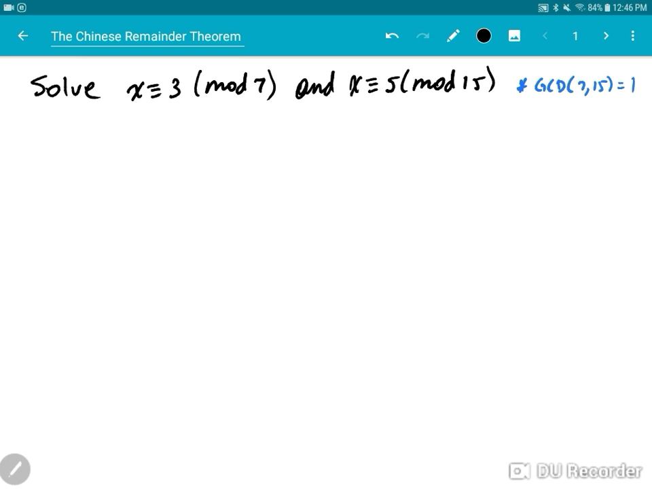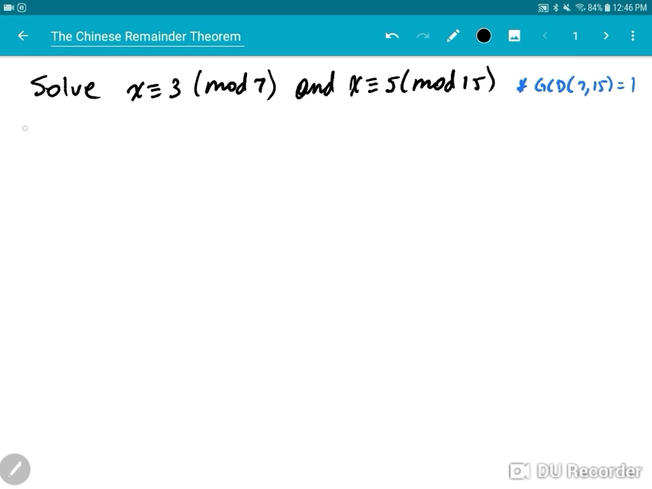So the problem is x is congruent to 3 mod 7, x is congruent to 5 mod 15. Notice the GCD of 7 and 15 is 1. That's how the Chinese remainder theorem is supposed to work. So I'll be doing this problem and describe the theorem briefly without getting into the details of the proofs of it, so that you can follow and understand how to solve the problem.